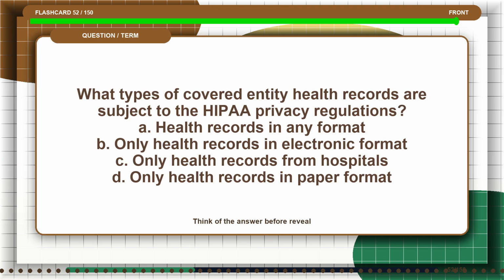Flashcard 52. What types of covered entity health records are subject to the HIPAA privacy regulations? A. Health records in any format. B. Only health records in electronic format. C. Only health records from hospitals. D. Only health records in paper format. Think of the answer before the reveal.